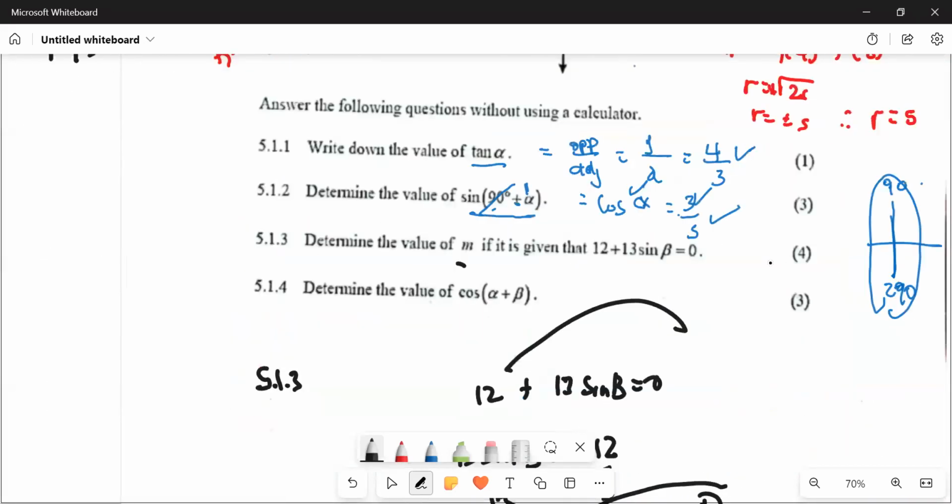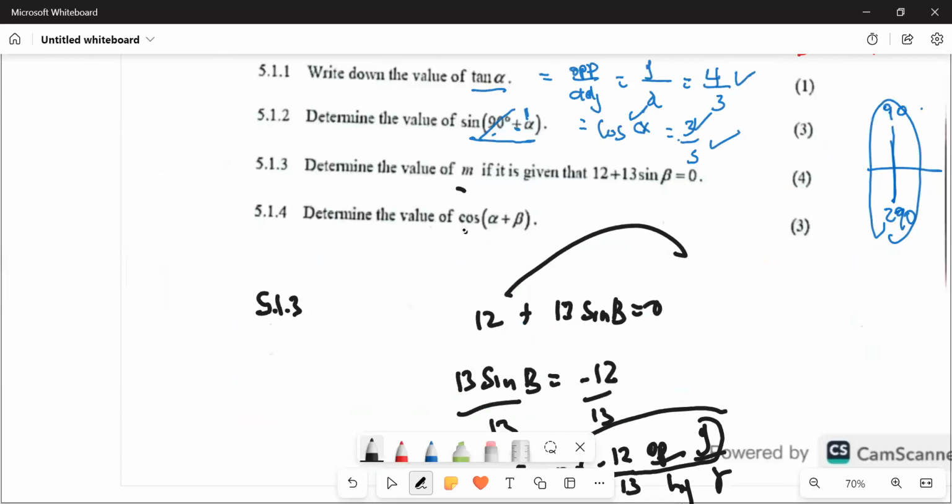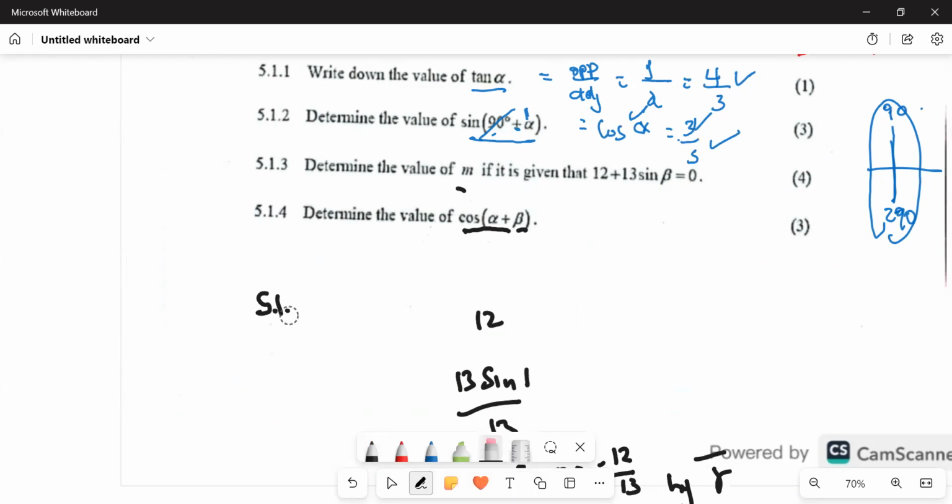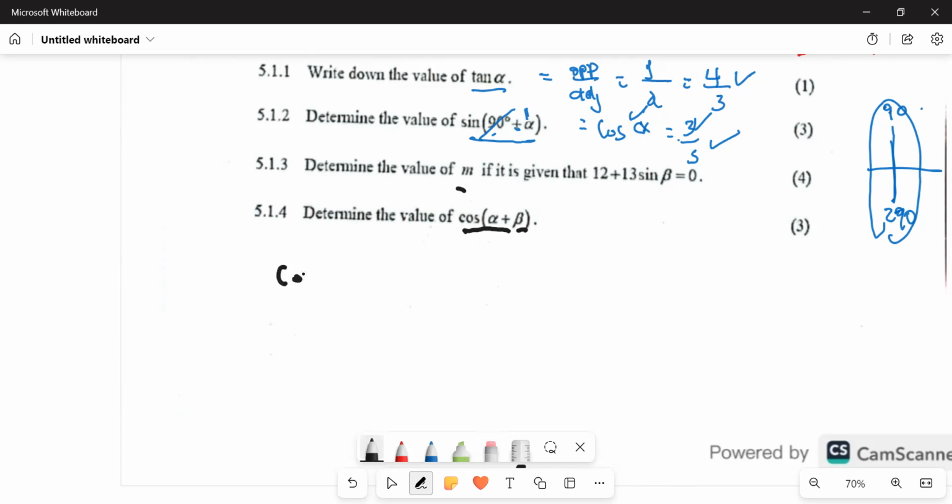Okay, moving on to the last one then. They say determine what is going to be the cos of alpha plus beta. You're going to use your information sheet. On your information sheet, you're going to expand this thing. If you expand this thing, what are you going to have? You copy exactly the way it is. You have cos of alpha plus beta. This is going to be given as cos of alpha multiplied by cos of beta minus sine alpha multiplied by sine beta.